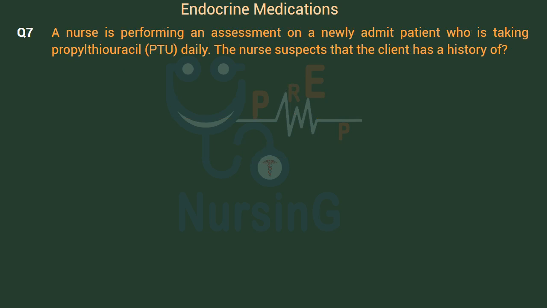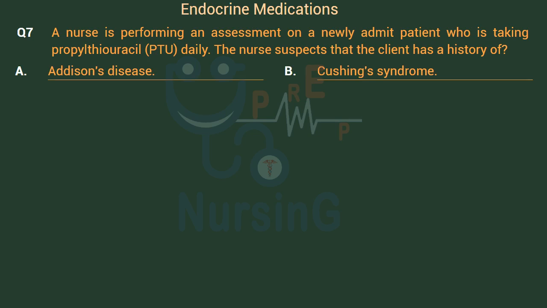A nurse is performing an assessment on a newly admitted patient who is taking propylthiouracil, PTU, daily. The nurse suspects that the client has a history of Option A. Addison's disease. Option B. Cushing's syndrome. Option C. Graves' disease. Option D. Myxedema. Right answer is Option C. Graves' disease.